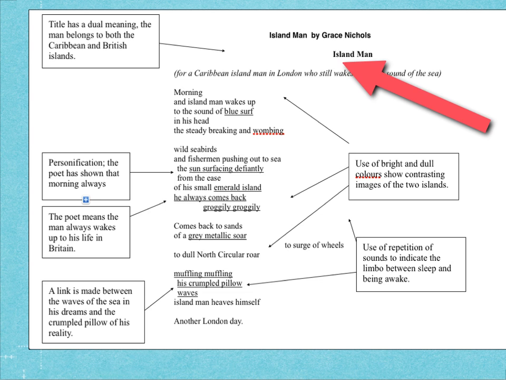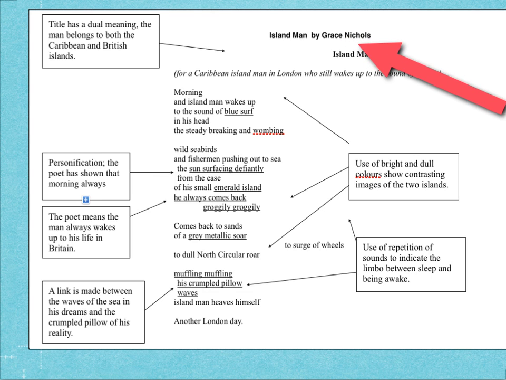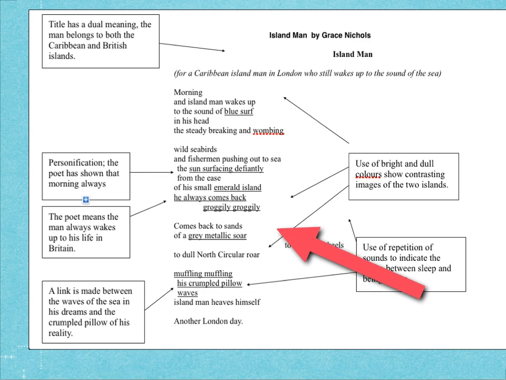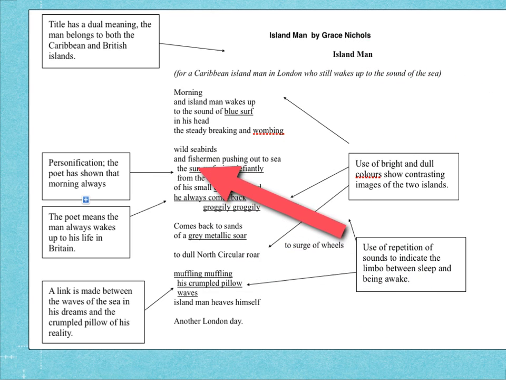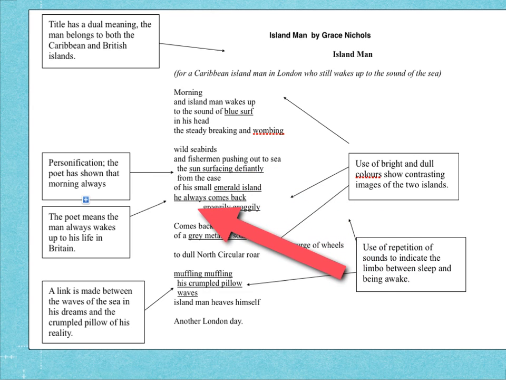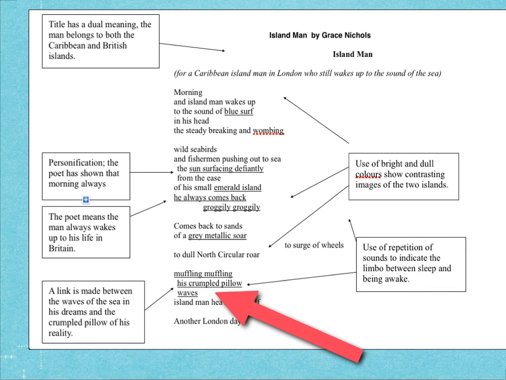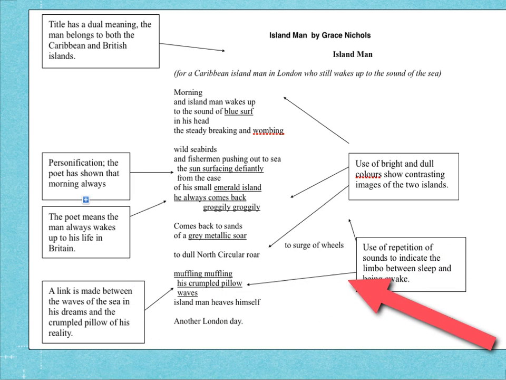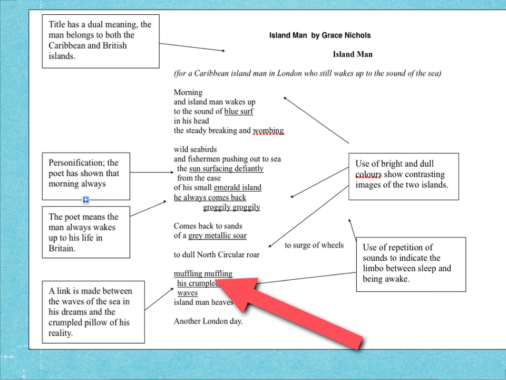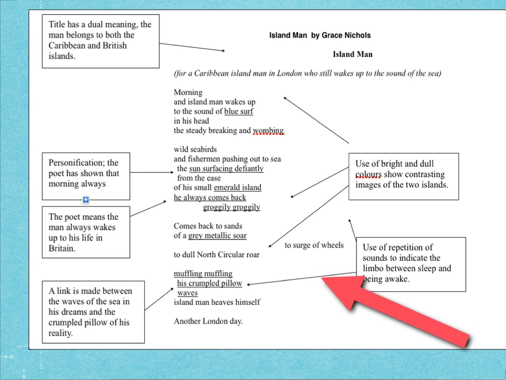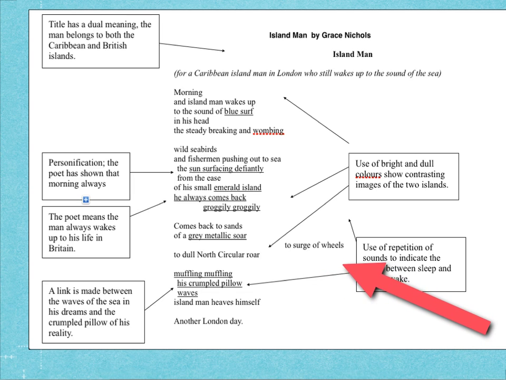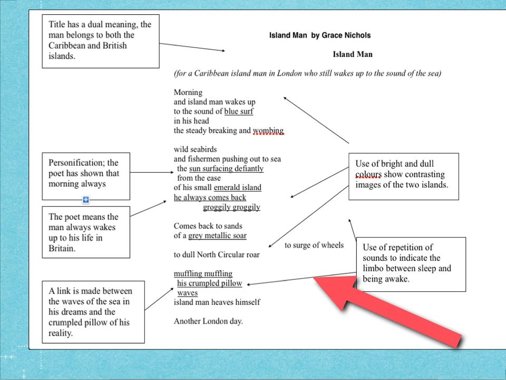Here is an example of an annotated poem, Island Man by Grace Nichols. This is an annotated poem because the figurative language techniques and sound techniques have been highlighted and underlined. They have been identified. There are then text boxes that are used with arrows to show where these figurative language and sound techniques are, and in the text box it explains the effect that these figurative language techniques and sound techniques have on the poem.